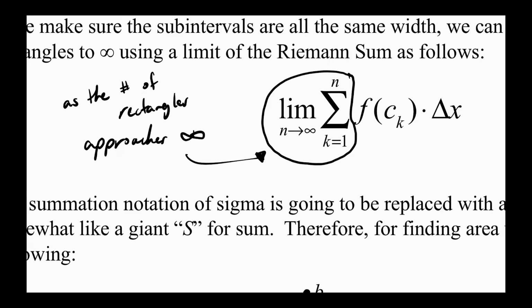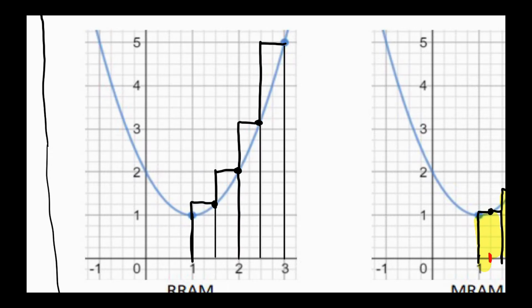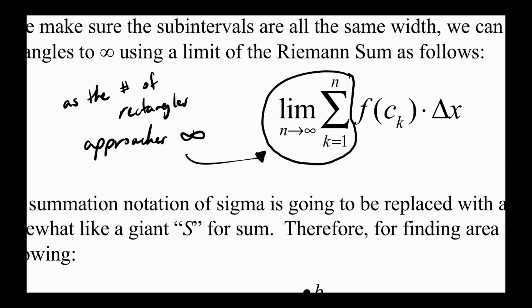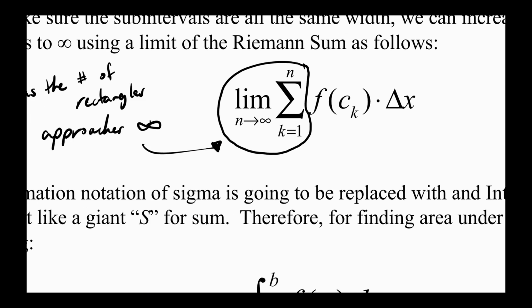Well, what do you think I'm going to be adding up? The areas of each of the rectangles. That's what I'm adding up. The areas of each of the rectangles will equal the area under the curve. Okay, so that's where that comes from.